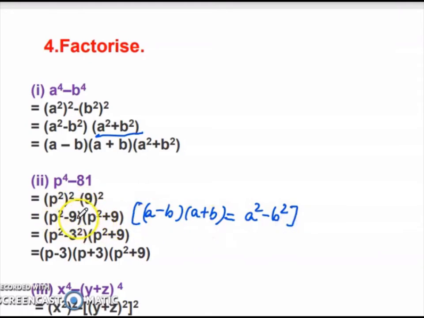Now further, 9 is a perfect square, so 9 can be written as 3 square. P square plus 9 cannot be reduced further, but p square minus 3 square can be further factorized as p minus 3 into p plus 3, again by using the same identity. So this is the final answer.